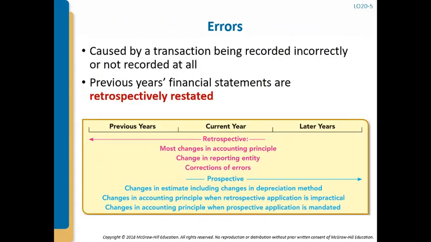Let's talk about errors. Again, there might be different reasons why the error occurred. But something occurred that either a transaction was recorded incorrectly or not at all. And so if you have that case, normally the general rule is you're going to retrospectively restate the financials and certainly any accounts affected.